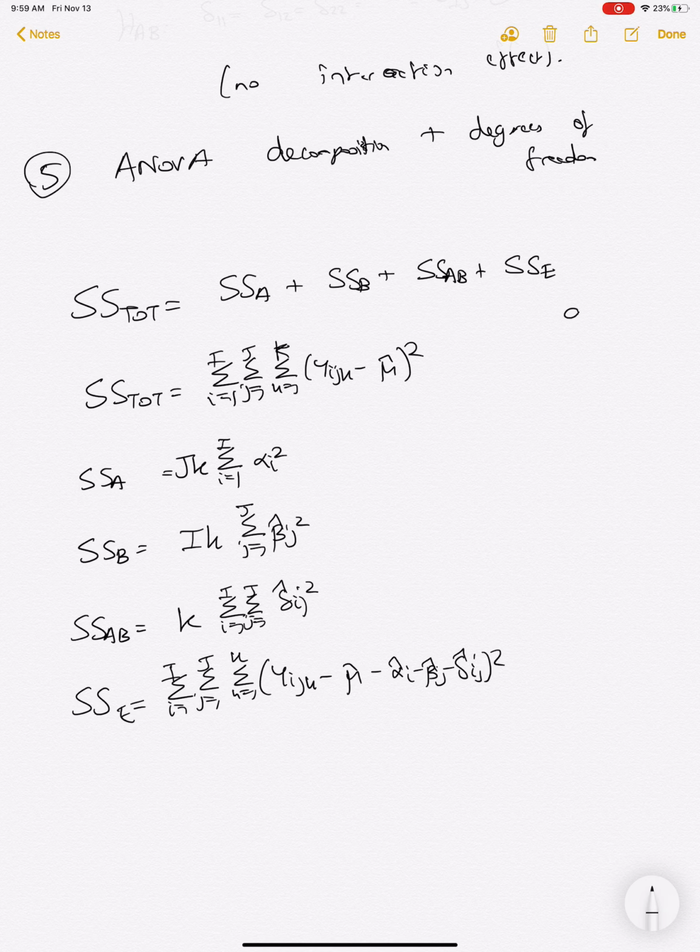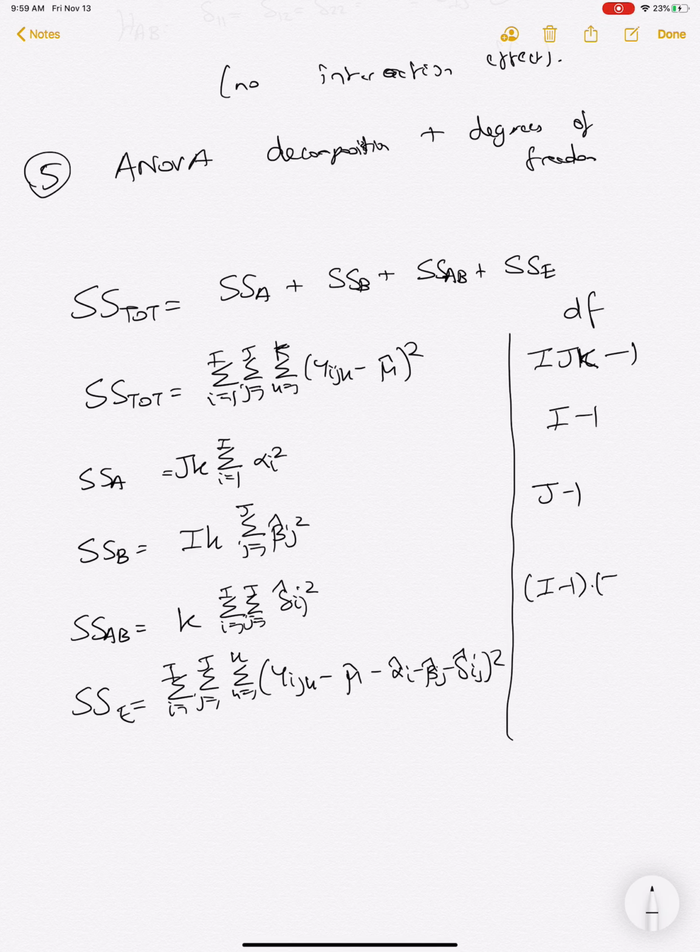Okay, now let's look at the degrees of freedom that we have here. As you can intuitively expect, for the SS total, we have ijk samples, so it's going to be ijk minus 1. For A and B, it's very similar. We're again going to get I minus 1 and j minus 1. For SSAB, we're going to get I minus 1 times j minus 1, because we have each of these constraints.